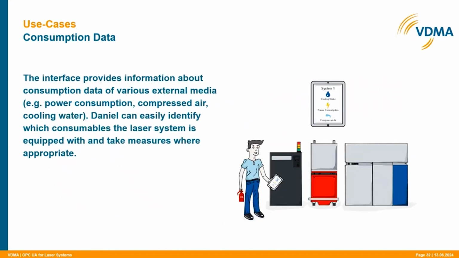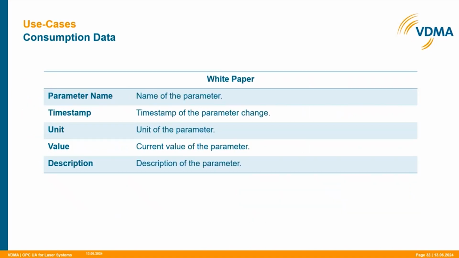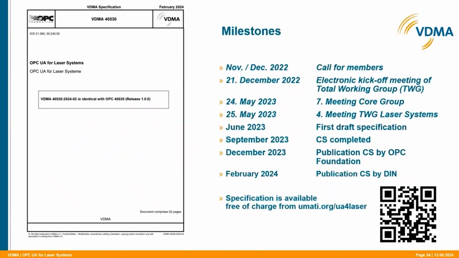With the use case consumption data, the interface provides information about the consumption of various external media, for example, the power consumption, the compressed air, cooling water in a standardized way. So the parameters are the name, the timestamp, the unit of the parameter, the value of the parameter, and a description. So these were the 8 use cases.